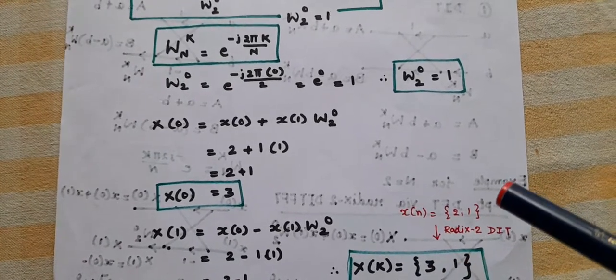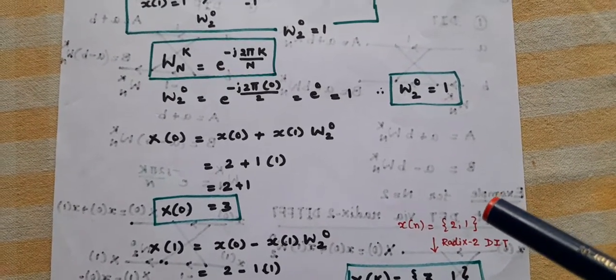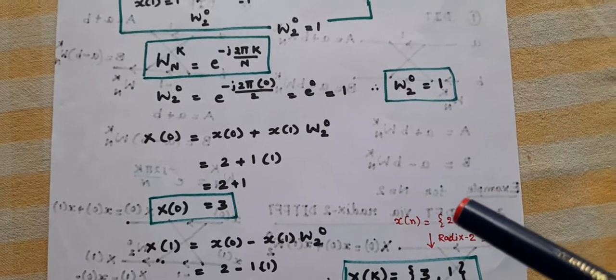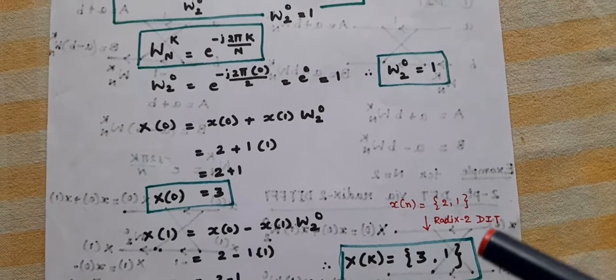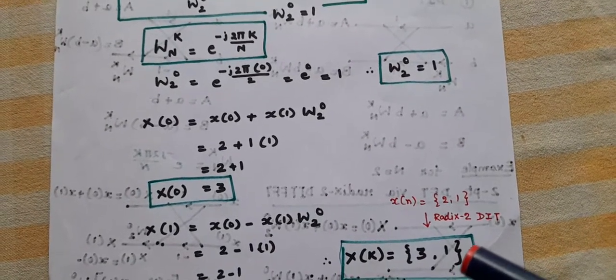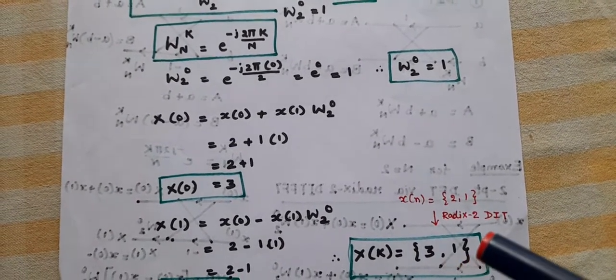So, what is the given question? The discrete time sequence x of n is given as 2, 1. So, using radix 2 DIT, we got the values as capital X of k is equal to 3, 1.